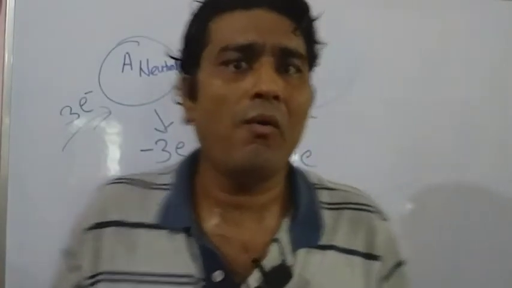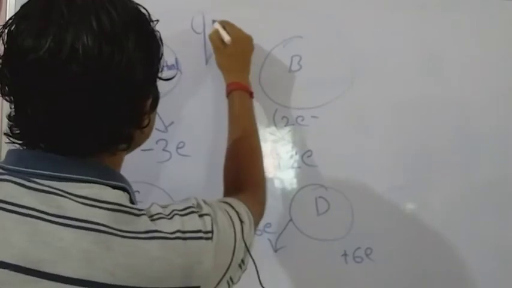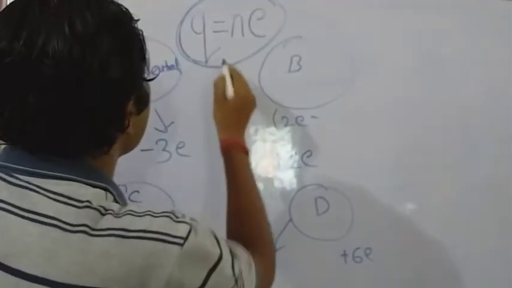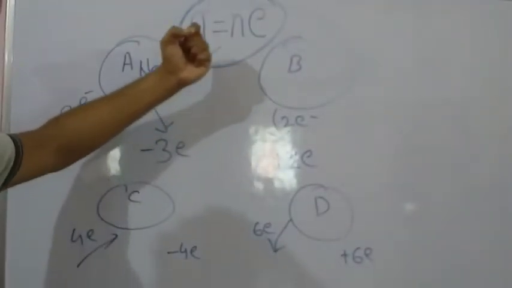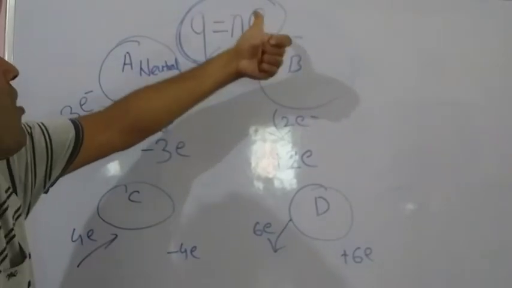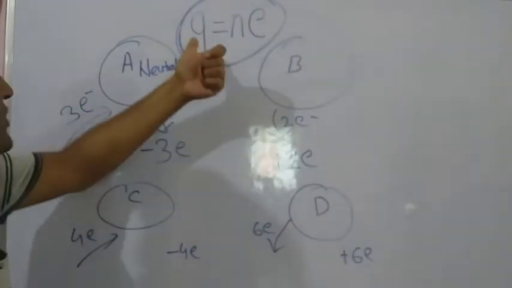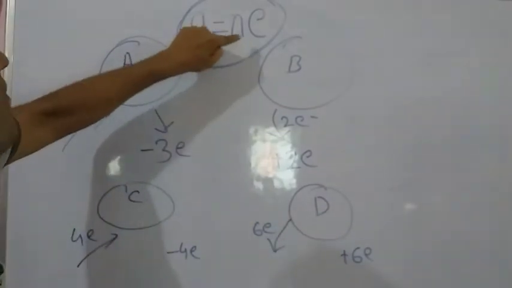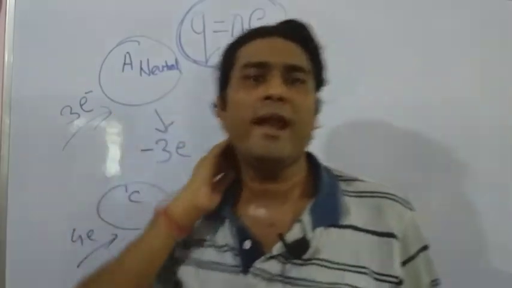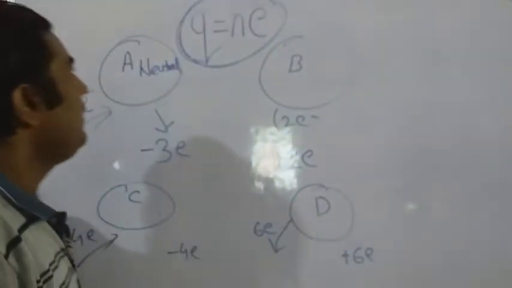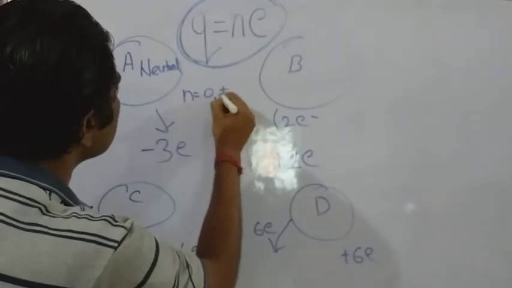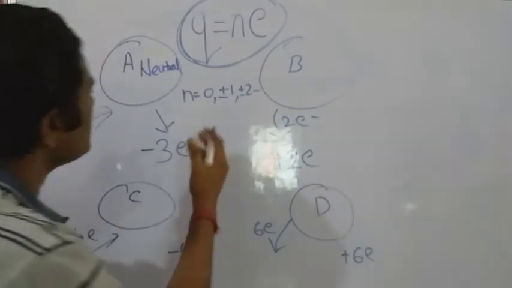I told you before in this video itself that every charge in this universe exists in this form: q = ne. Every charge in this universe is an integral multiple of the basic unit of charge, or the elementary charge, and this elementary charge e is nothing but 1.6 times 10 to the power minus 19 coulomb. Is that clear? And this n is an integer; n can be 0, plus or minus 1, plus or minus 2, and so on.